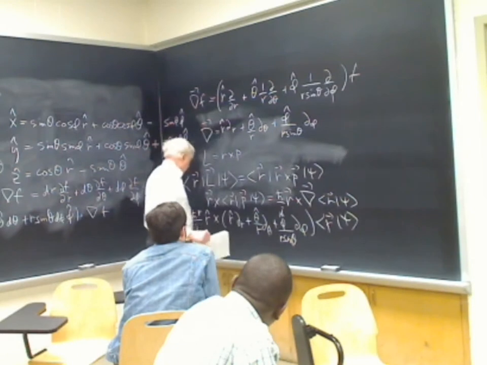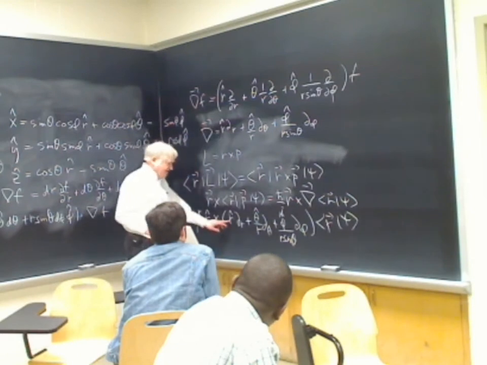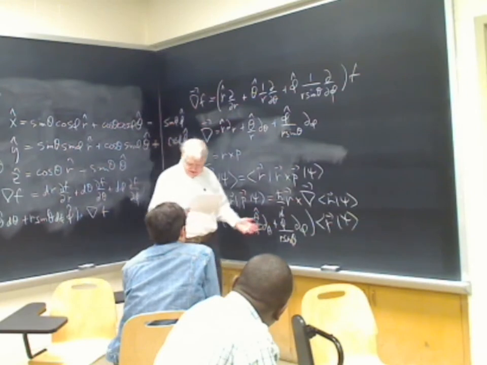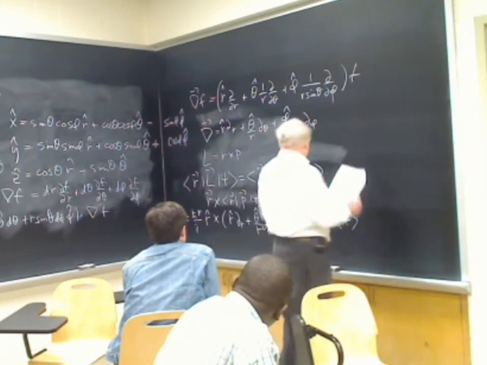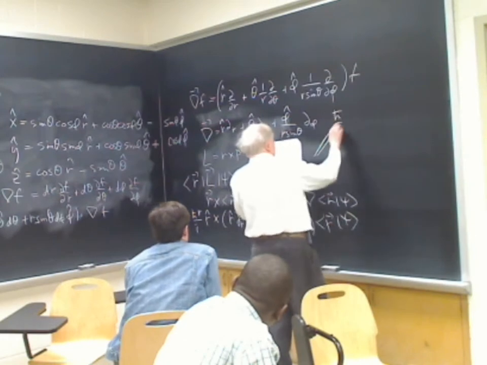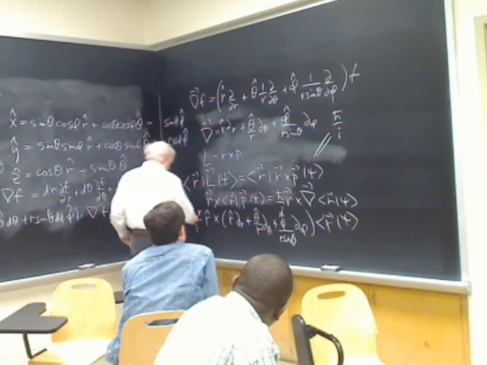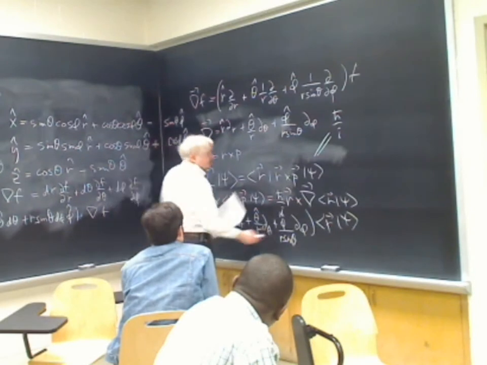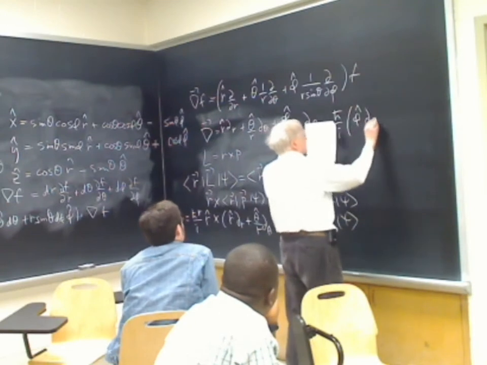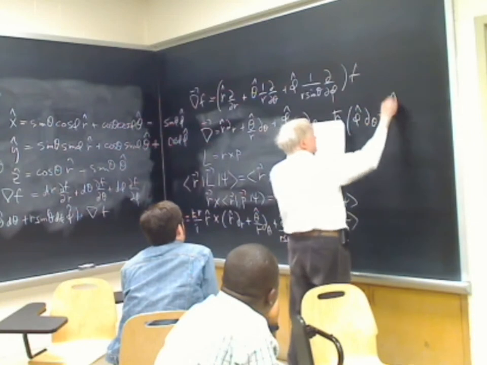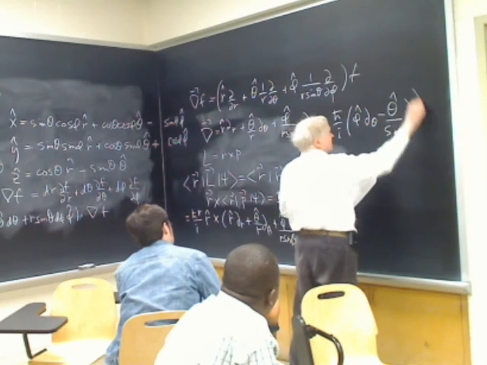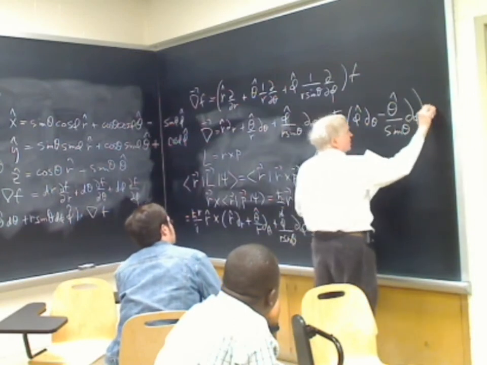But now, r hat cross r hat is 0. r hat cross theta hat is phi hat. And r hat cross phi hat is minus theta hat. And so this is equal to h bar over i. Moreover, this r cancels these two r's. So there's a lot of simplification here. This becomes simply phi hat partial with respect to theta minus theta hat over sine theta partial with respect to phi, all that acting on the wave function.